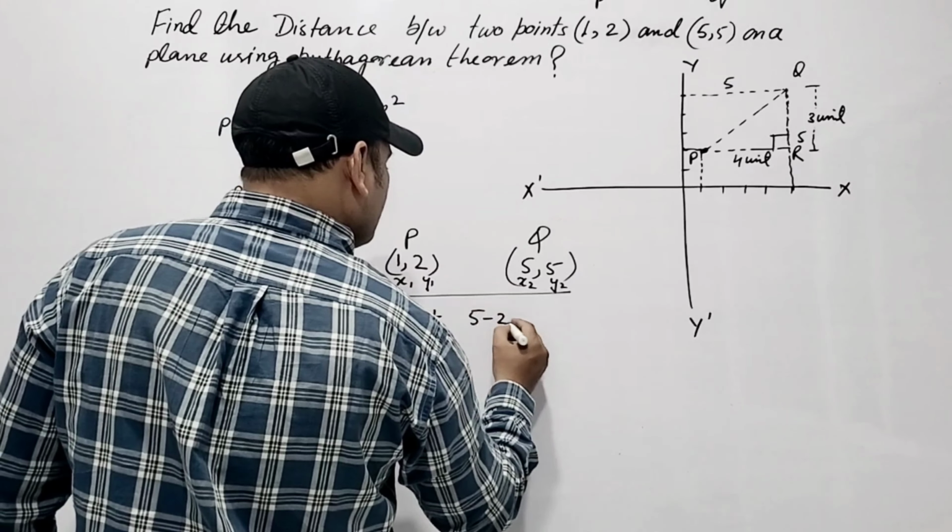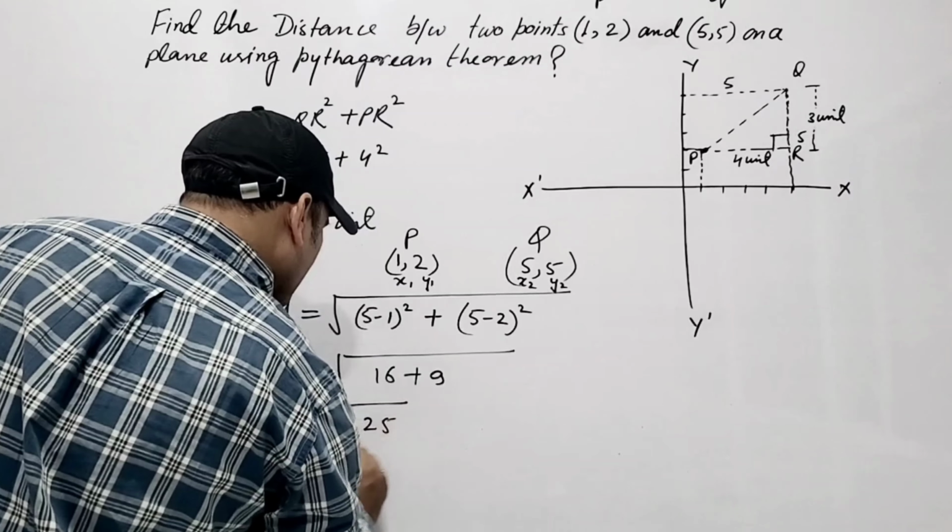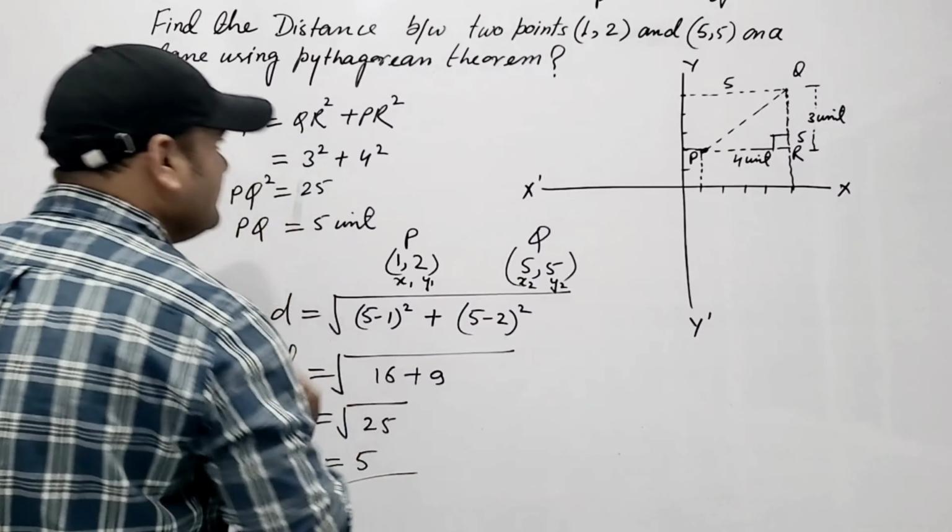So distance is equal to what? Under root, 5 minus 1 is what? 4 square means 16, plus 3 square, 9, root 25, and root 25 is equal to 5 units. You can check.